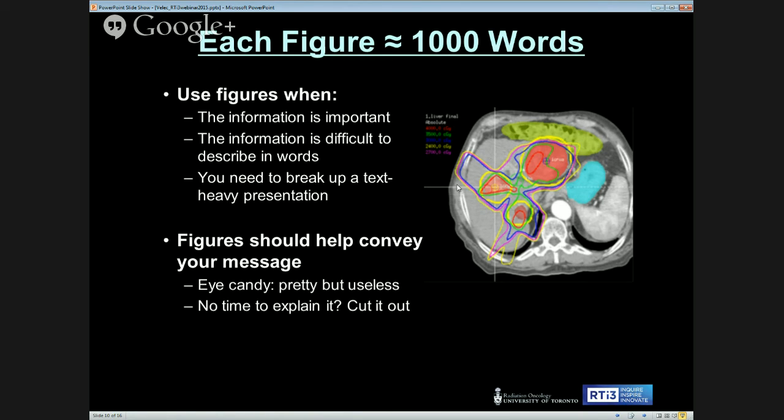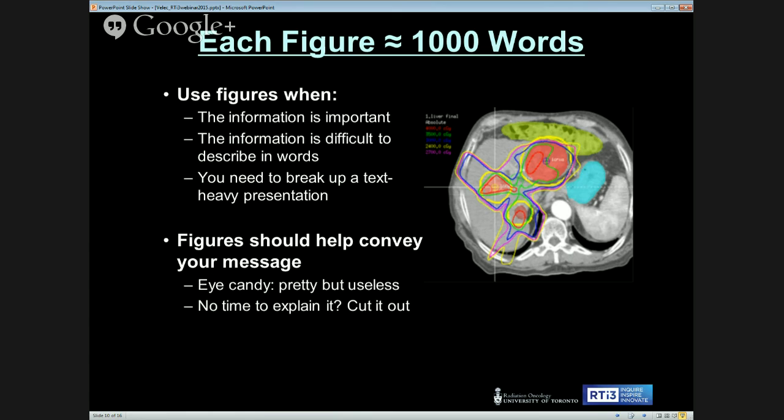This is a stereotactic body radiotherapy plan for the liver. And I don't even think I described this in my talk, but it looked interesting visually, but didn't really add anything to the talk. So eye candy can be pretty, but can also be pretty useless as well. So put figures in that help build your talk, because otherwise I think they're a little bit of a distraction. If you don't have time to explain it, my recommendation is to cut it out from the talk.